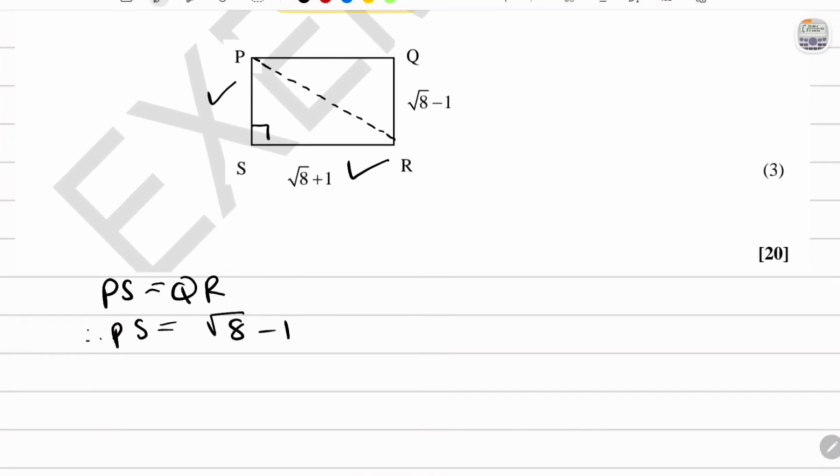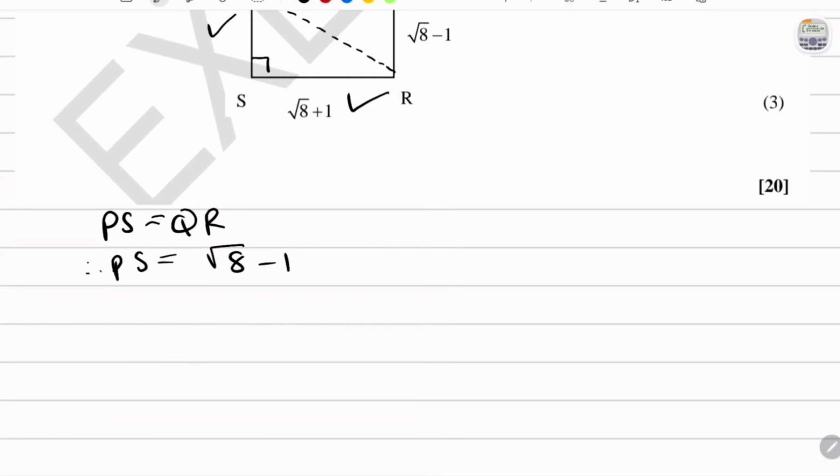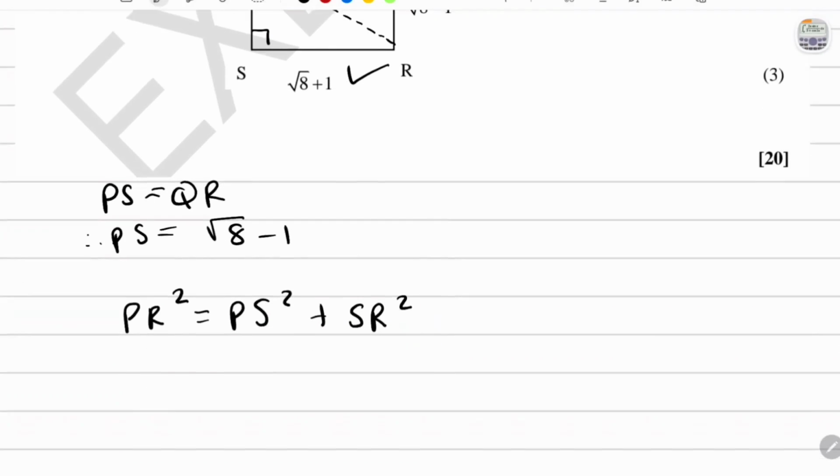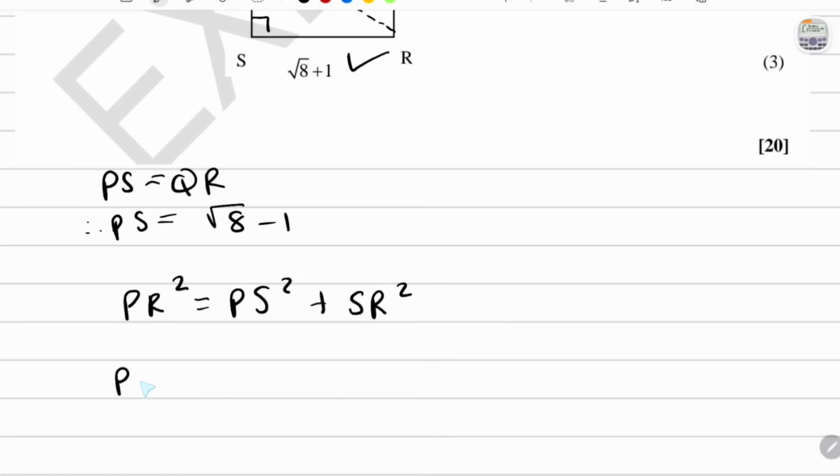So I have that now, and now we can go ahead and use Pythagoras to find PR. So that is PR. To find PR, because it's a hypotenuse, it's going to be PR squared is equal to PS squared plus SR squared. Okay, so this is really just simplifying.